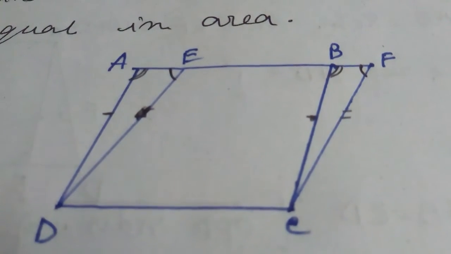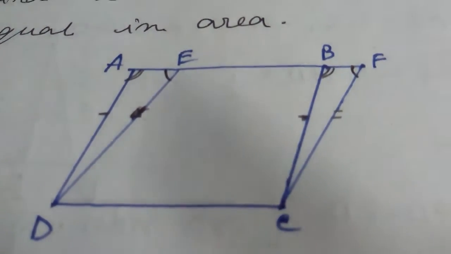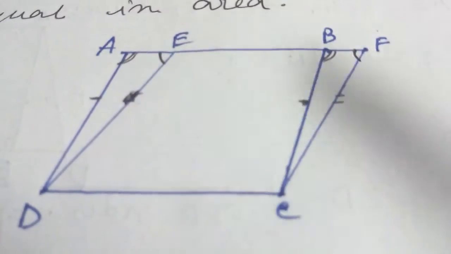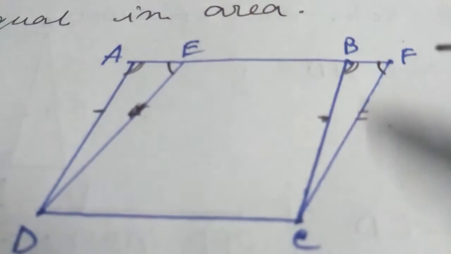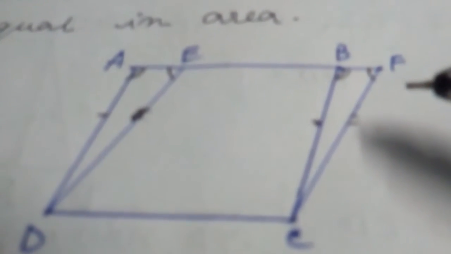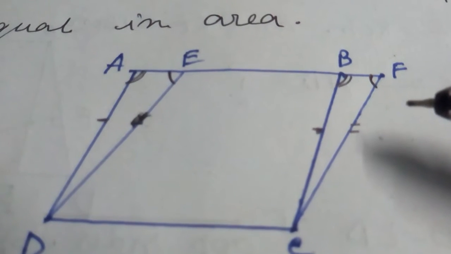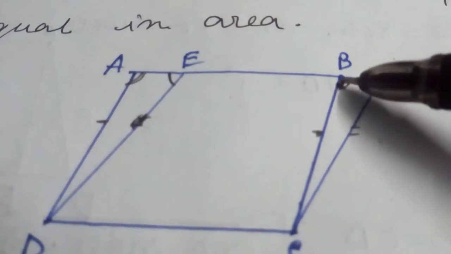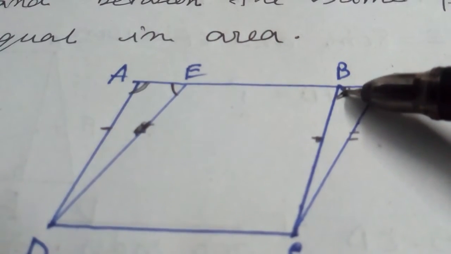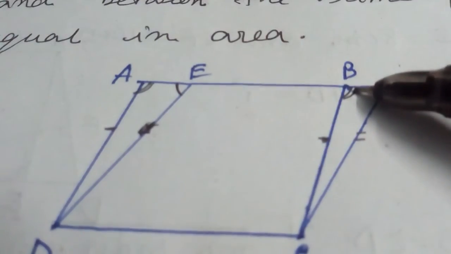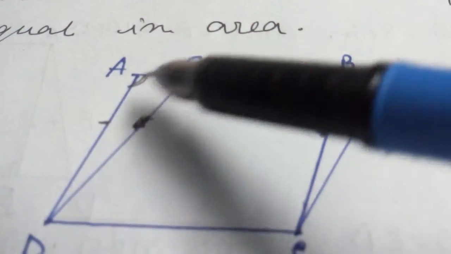How? By angle-side congruency. Angle A is equal to angle B, because AD is parallel to BC and AF is the transversal. So angle A is equal to angle B as corresponding angles.